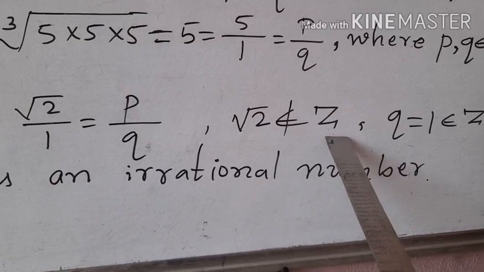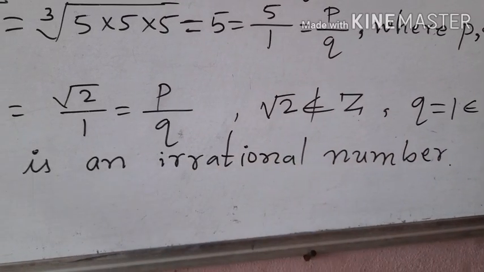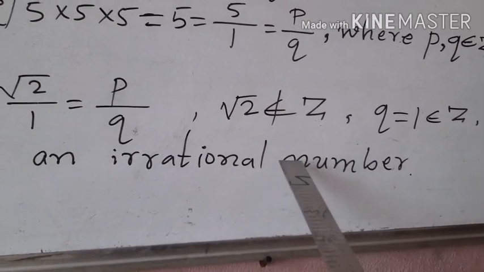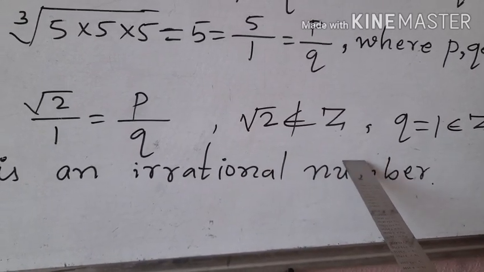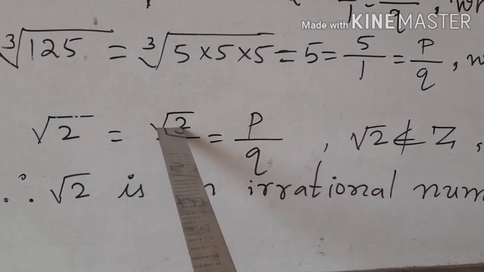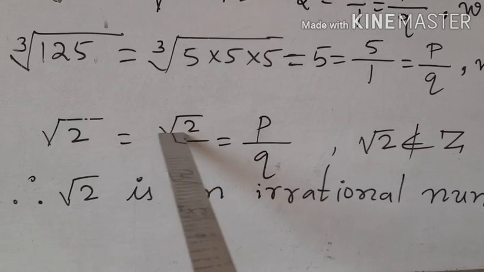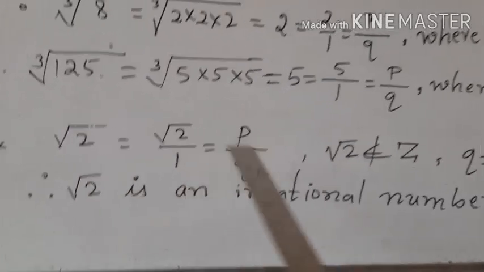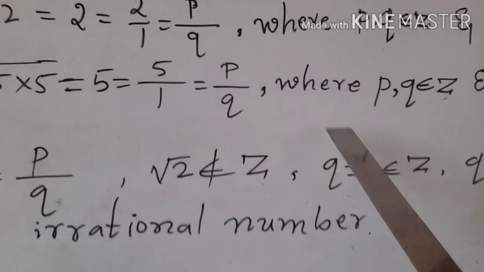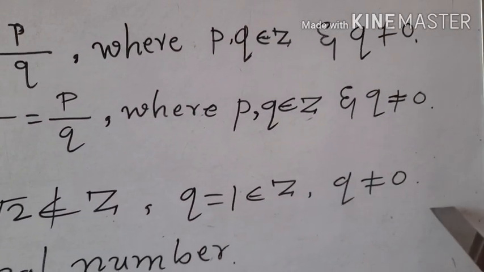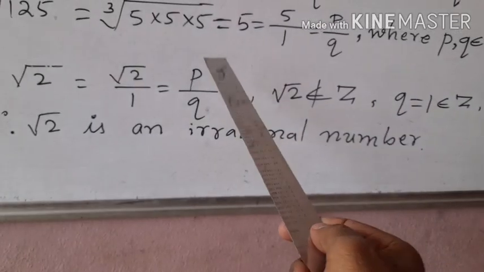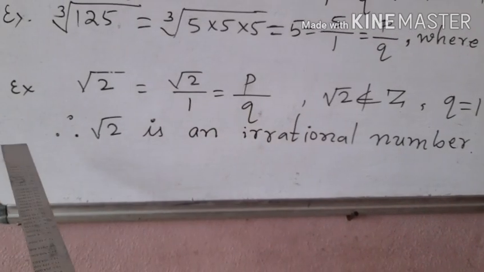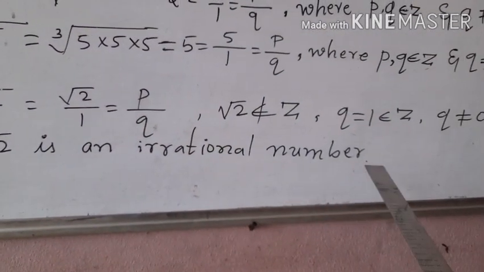In the set of integers you will find minus 1, minus 2, minus 3 up to infinity, 0, plus 1, plus 2, plus 3 up to infinity. But you will never see square root of 2 in the set of integers. That is why here P is square root of 2, which is not an integer. That is why square root of 2 is not a rational number. It is an irrational number. Therefore, children, root 2 does not belong to Z and Q is equal to 1, belongs to Z and Q is not equal to 0. But P is not an integer here. Therefore, square root of 2 is an irrational number.